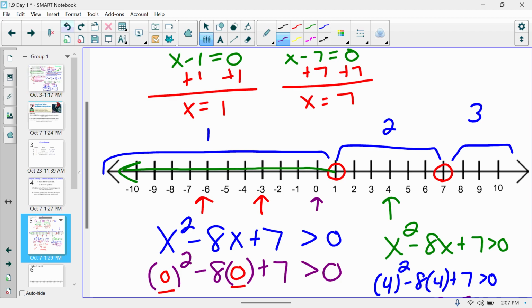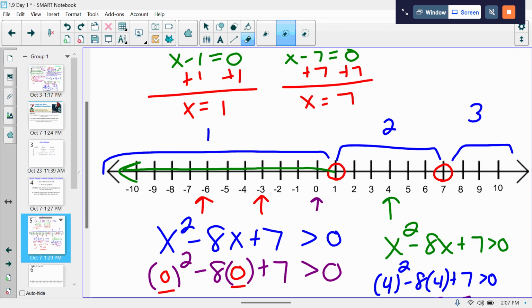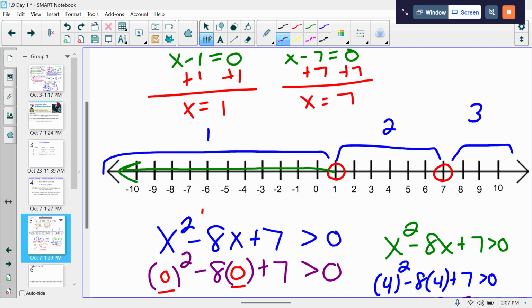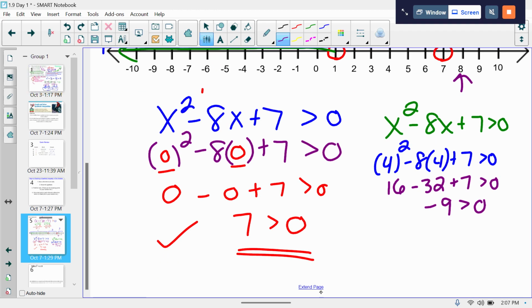So the same thing would happen if you plugged in 2 or 5 or anything else in this middle region here. It's not going to work, okay? Lastly, we have to test a point in region 3, meaning anything greater than 7. So I'm going to pick 8. But once again, you really could pick anything you want to.